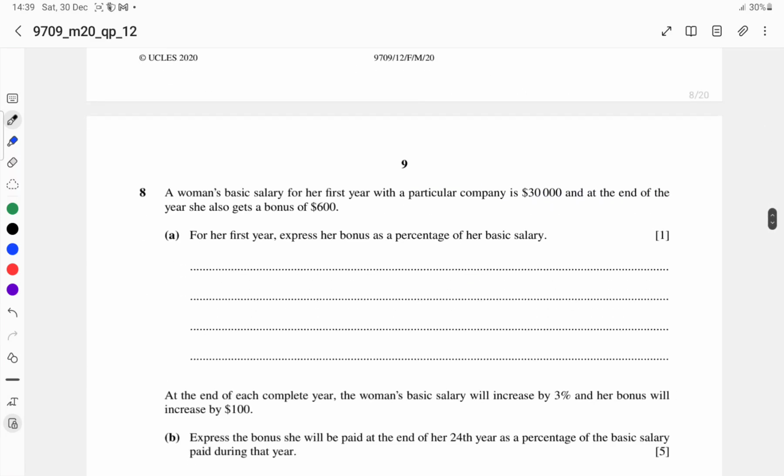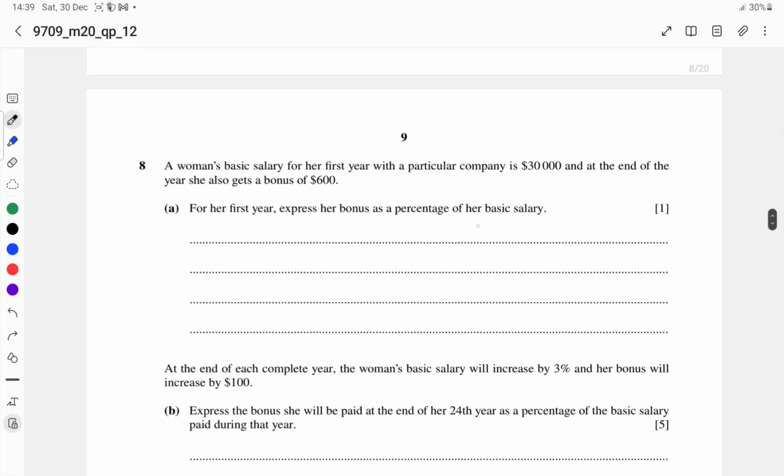And let's see another question. Sequence and series, nice one. A woman's basic salary for the first year with a particular company is $30,000. Basic salary for the first year, right? And at the end of the year, she also gets a bonus of $600. For the first year, we express our bonus as a percentage of our basic salary. So it's going to be 600 over 30,000 multiplied by 100. We know how to express it as a percentage, right? It's so simple. It's going to be simply 2%.